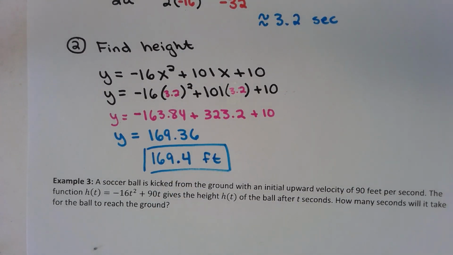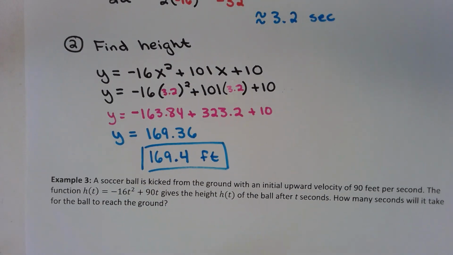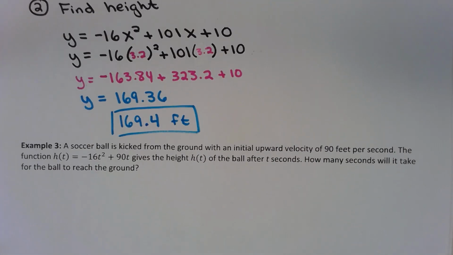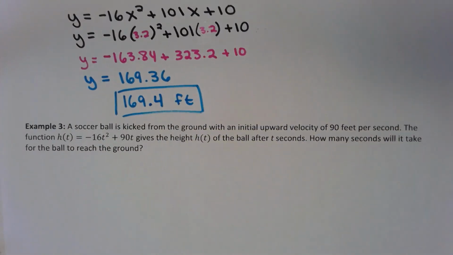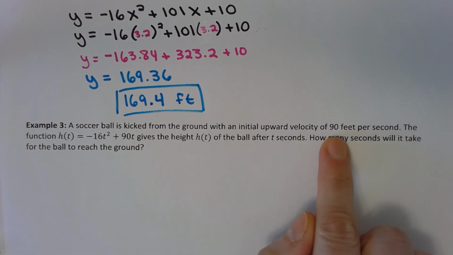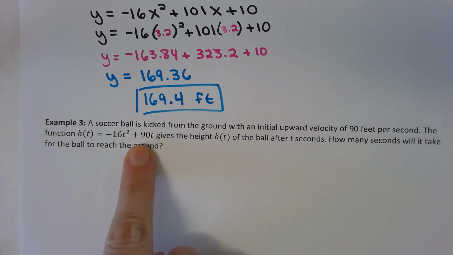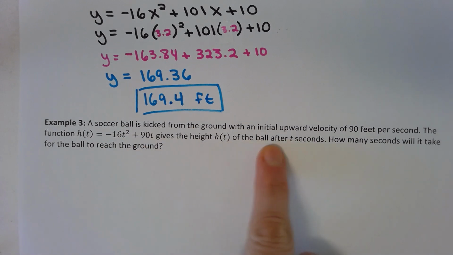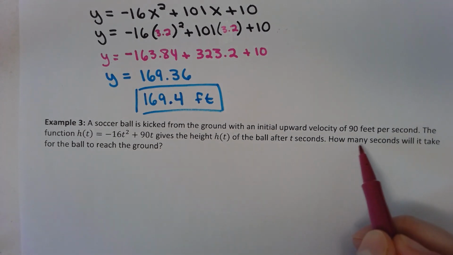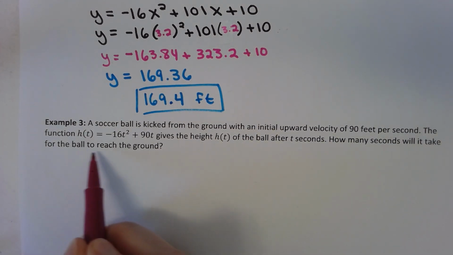Okay, last example, number 3. A soccer ball is kicked up from the ground with an initial upward velocity of 90 feet per second. The function h of t equals negative 16t squared plus 90t gives the height of the ball after t seconds. So the actual question on this one was how many seconds will it take for the ball to reach the ground?